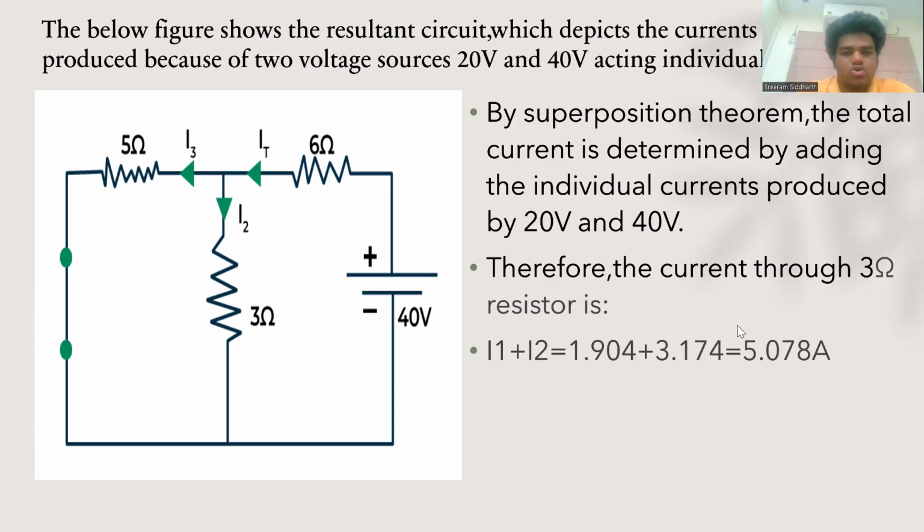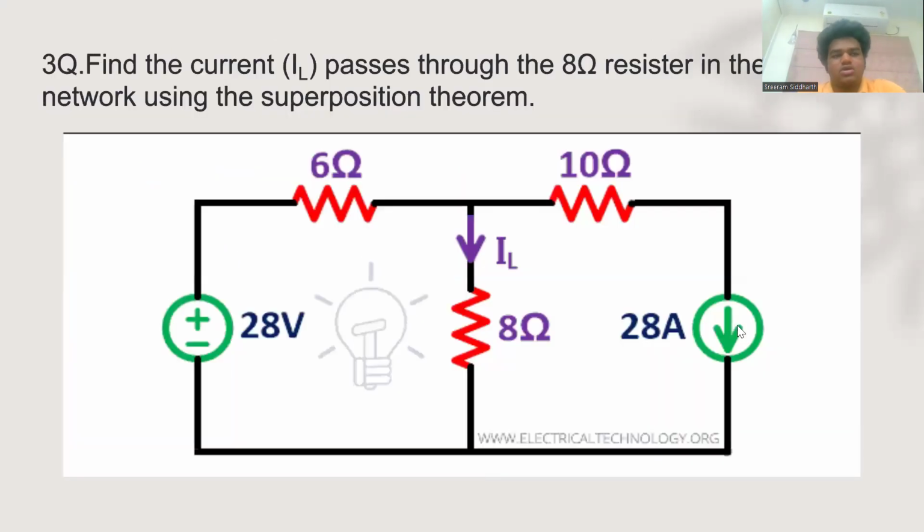Let's move on to the next question. This is the third question. We need to find the current IL passing through the 8 ohm resistor in the given network. So this is the circuit diagram. We need to find the current passing through the 8 ohm resistor.